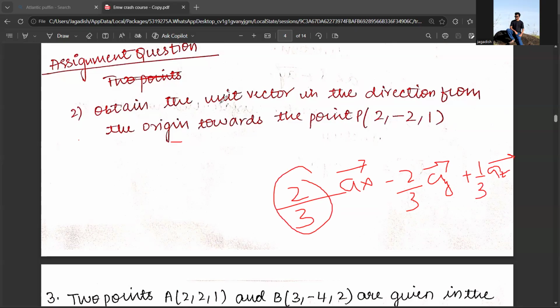Here the question asks for the unit vector. What is 2 divided by 3? 0.6. So 0.6 in AX direction, minus 0.6 in AY direction, and 1 divided by 3 is 0.3, so 0.3 in AZ direction.